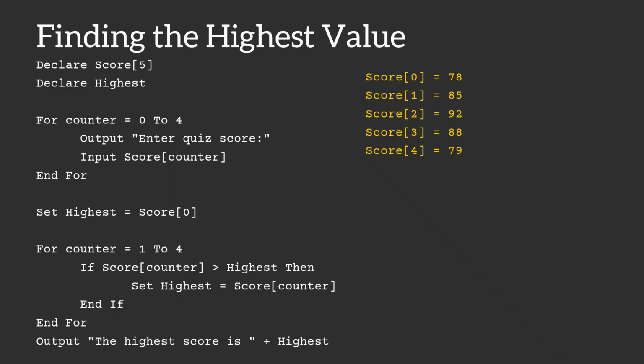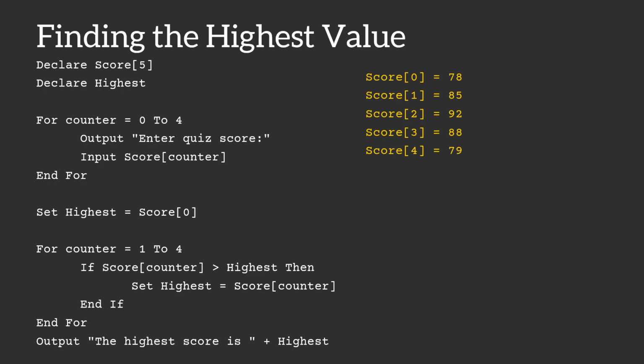For the first score, index 0, we got a 78. We got an 85 for the second one, a 92 for the third one, an 88 for the fourth one, and a 79 for the fifth score. Again, don't get mixed up. We always start with indexing of 0.